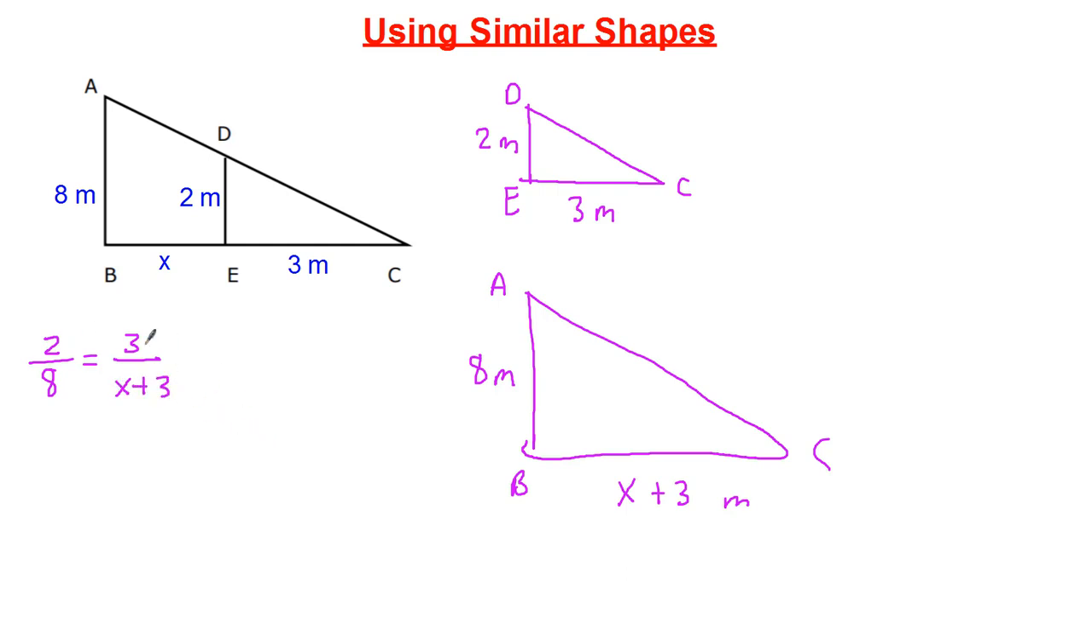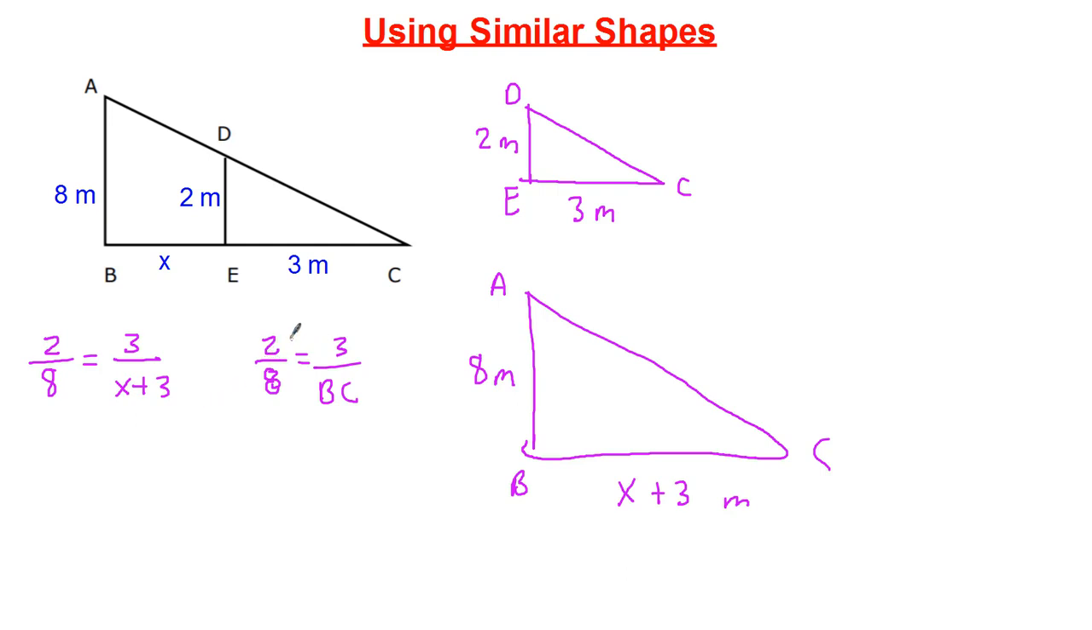Okay, so instead of putting x plus 3 though, actually, I'm going to leave this here for now because I'm going to show you that you could actually solve this through cross multiplication. But let's just say that instead of putting x plus 3, we're just going to put the distance BC. So we got 2/8 is equal to 3 over whatever BC is. The reason why I'm doing this is because BC is not just one number. We have x plus 3.